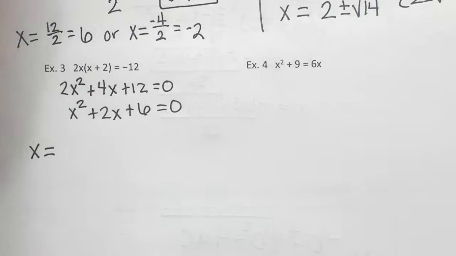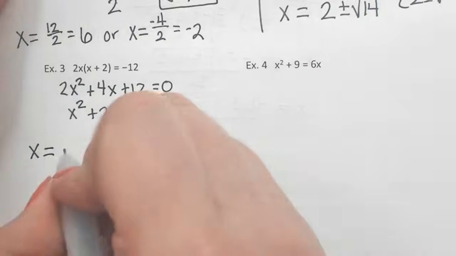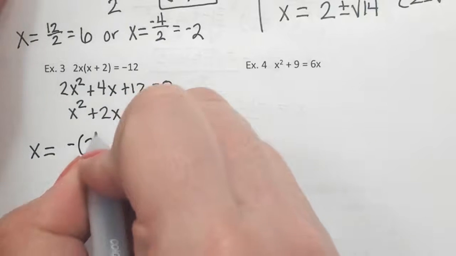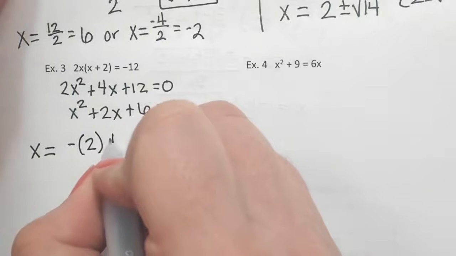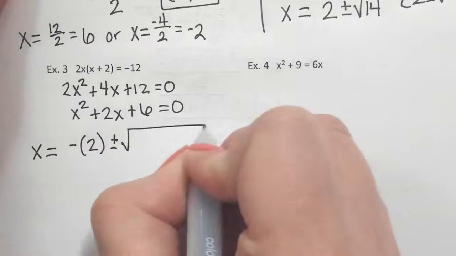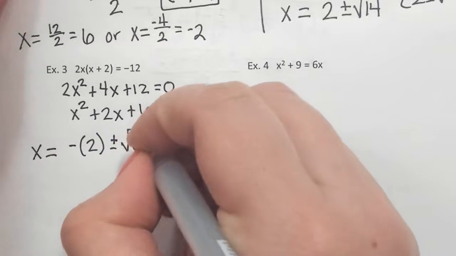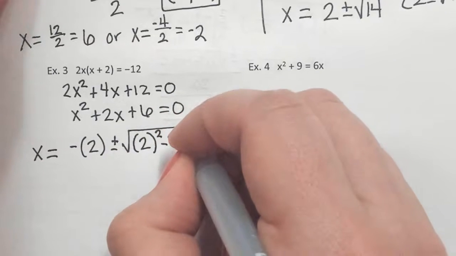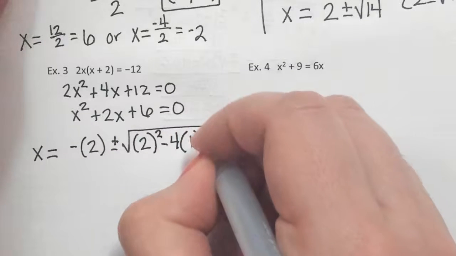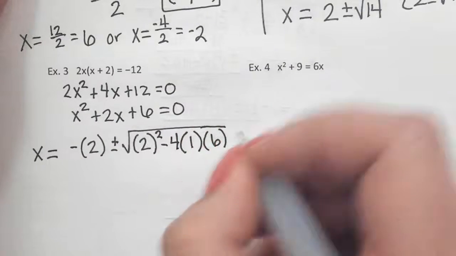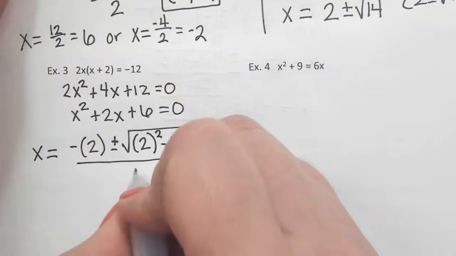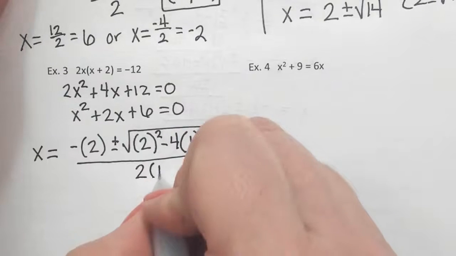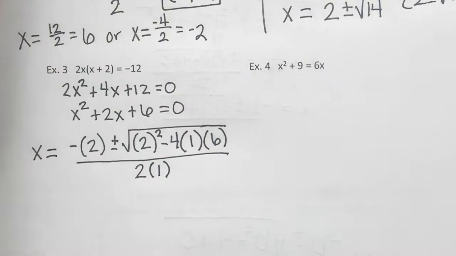So x equals negative 2 plus or minus the square root of 2 squared minus 4 times 1 times 6 all over 2a. So 2 times 1.